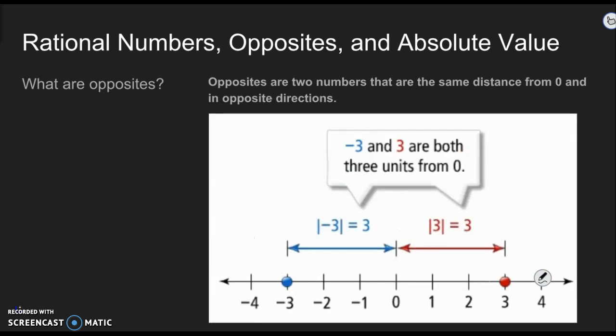What are opposites? Opposites are two numbers that are the same distance from 0 in opposite directions. -3 and +3 are both 3 units from 0. The opposite of -3 is +3. The opposite of +3 is -3. Again, opposites are two numbers that are the same distance from 0, but in opposite directions.